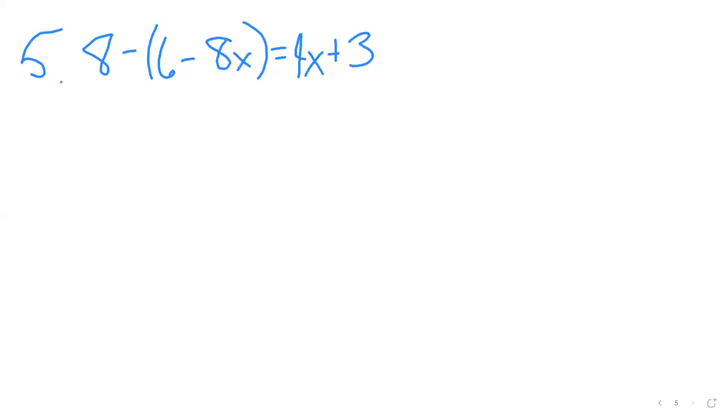We've got a group. So we need to think about what happens from the distribution throughout that group. It's just a negative sign or a -1. Therefore, we're going to change the signs on all of those items in the group. 6 becomes negative, 8x becomes positive from that distribution. And then we're going to bring down everything else.